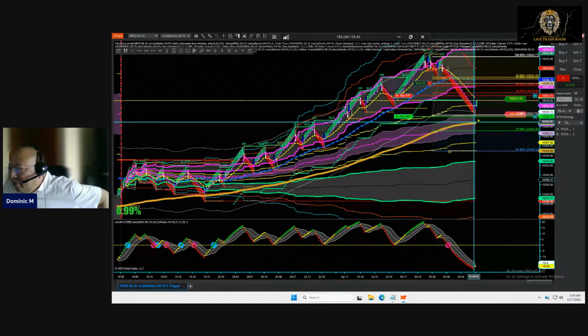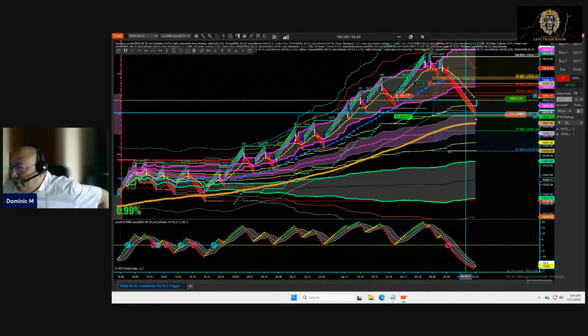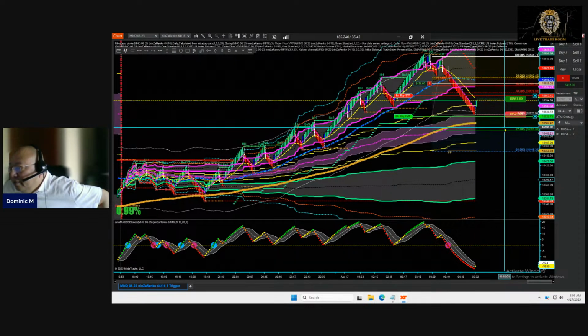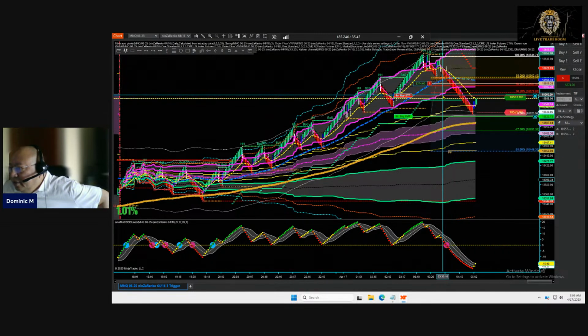Again, what hit my target was maybe only 2 contracts. So really, this is the brunt of the trade right here, 6 contracts. Let's see what it does here at the 21 EMA.